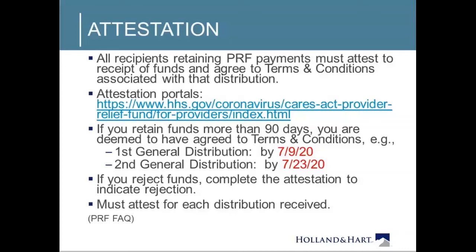So if you don't want that money, then you need to return it today if you can. The second general distribution, the second tranche, the $20 billion, went out on April 24th. So the next date to attest, the deadline for attesting there, is July 23rd, 2020. The other targeted allocations went forth at different times.